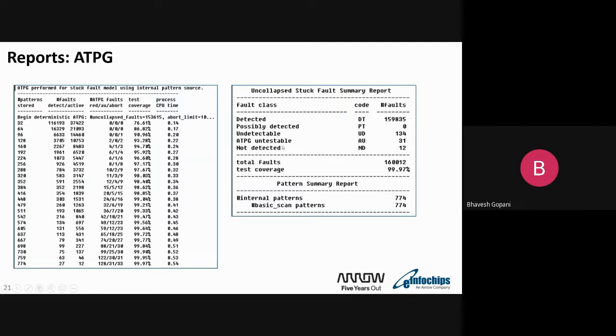So here normally EU is due to constraints, or as I said, very complex combo logic is there, and the tool is not able to.